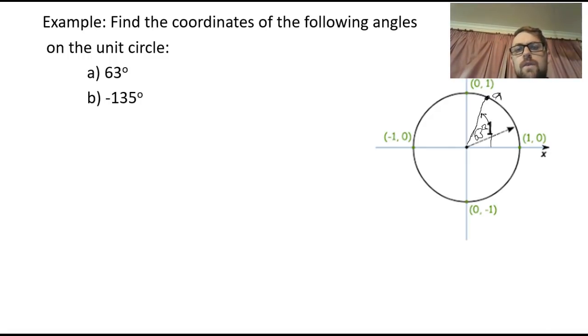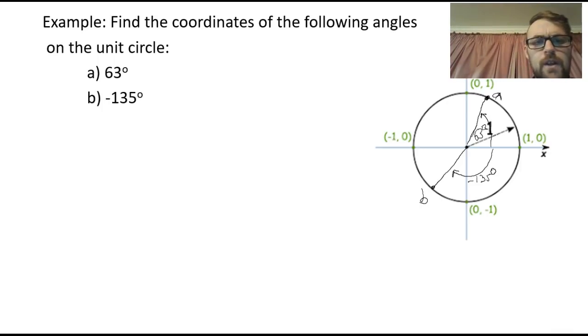Okay, so we want to find that one, and we want to find B, which is negative 135. So negative 135 would be over here. Remember, we go negative, we go this way. Negative 135 degrees. Call that degrees. Okay, and we'll call that B.